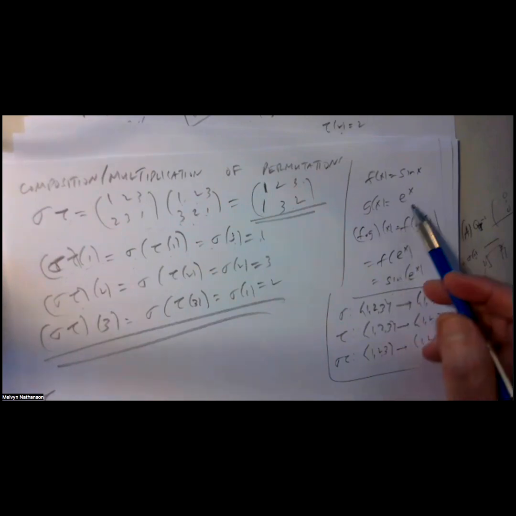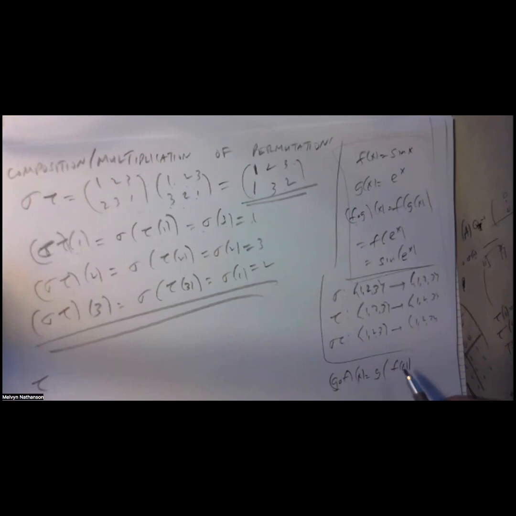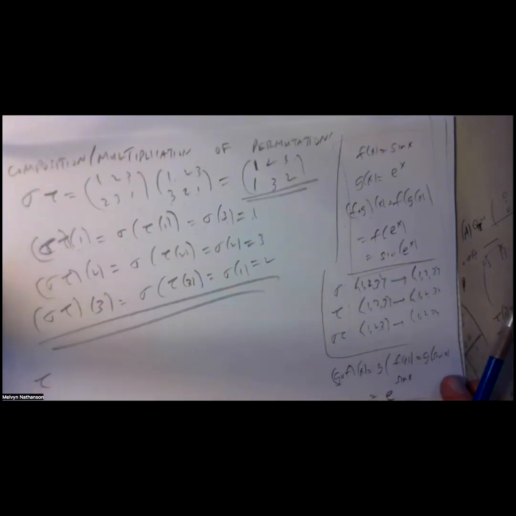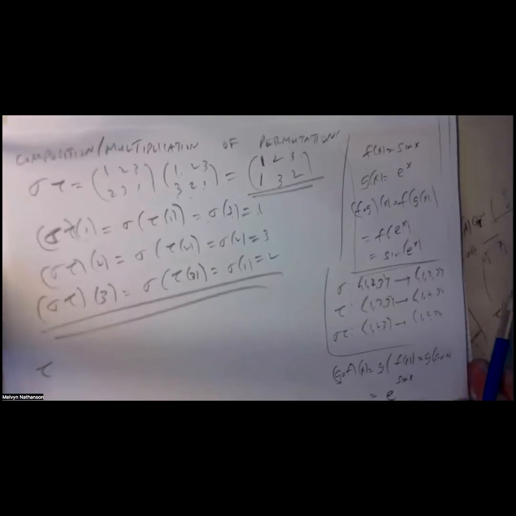Let's do it in the opposite order. Now, notice for functions in calculus, this is f composed with g. What is g composed with f? That's g of f of x. So this is g of sine of x. g is the exponential function. This is e to the sine of x. And you notice f composed with g is different from g composed with f. So you're very familiar with that from calculus.